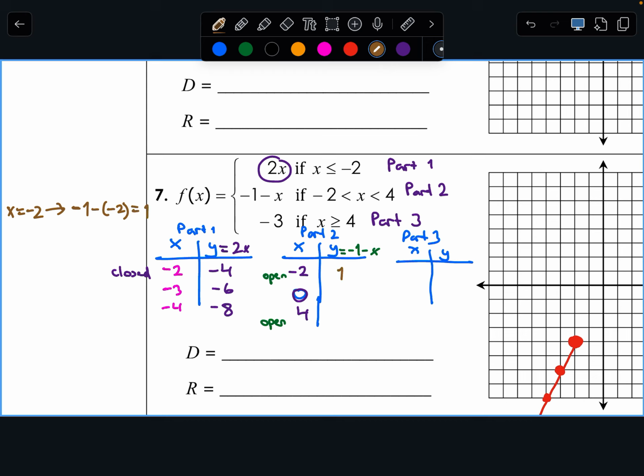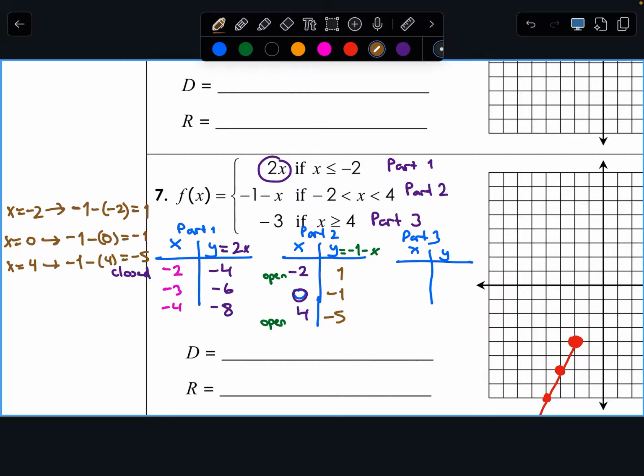All right? Let's do it again for 0. So x equals 0. So it's going to be -1 minus 0. So what's -1 minus 0? -1. And then just do it one more time for positive 4. So it's -1 minus 4. What is that equal to? -1 minus 4, right? -5, right? Okay. -5. So it's going to be -5.